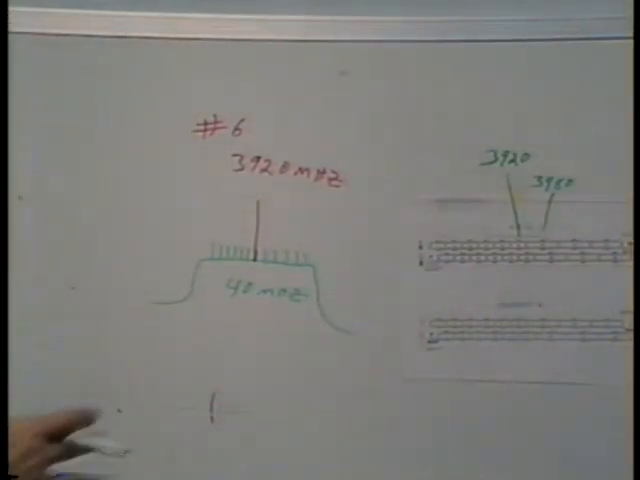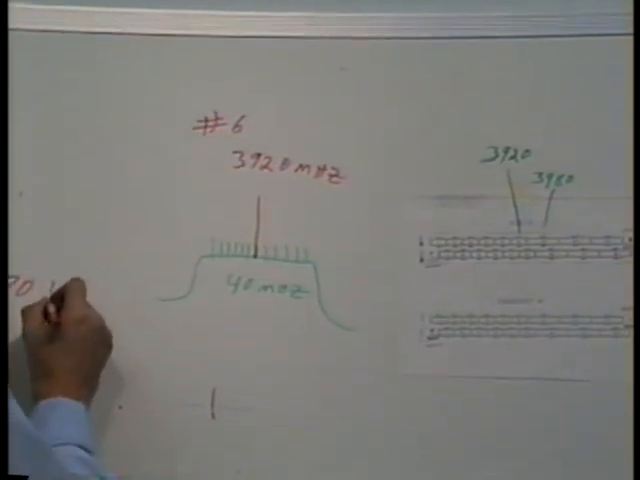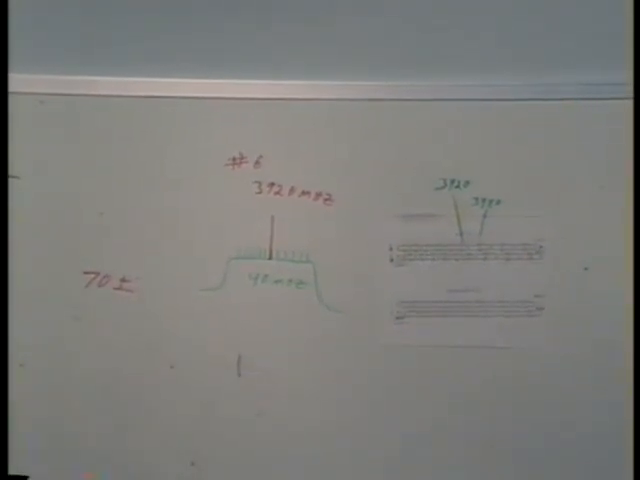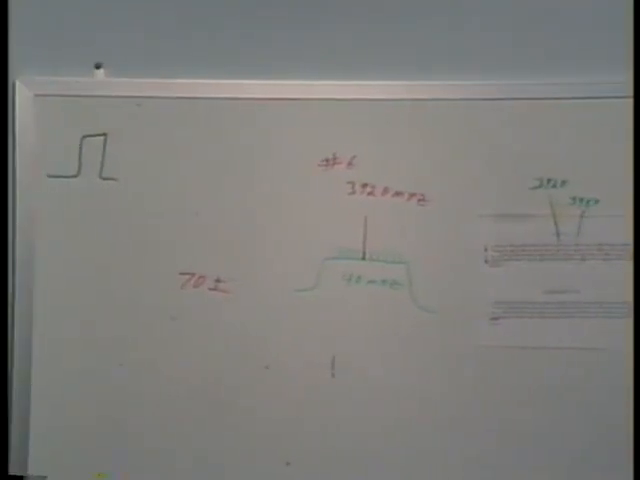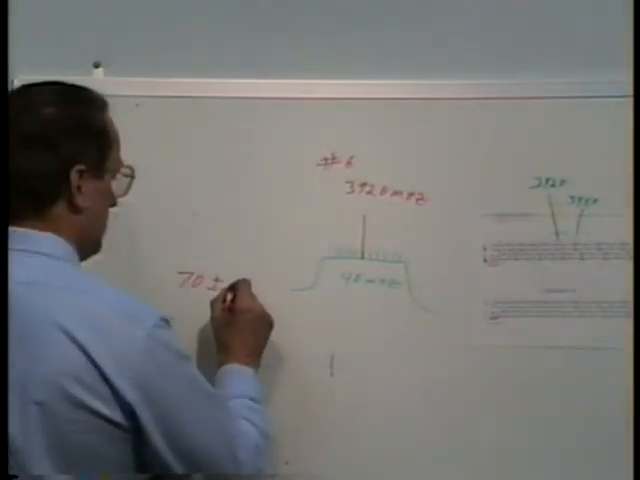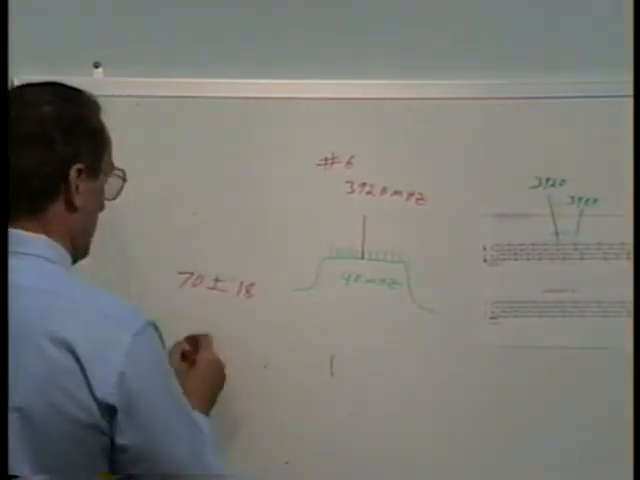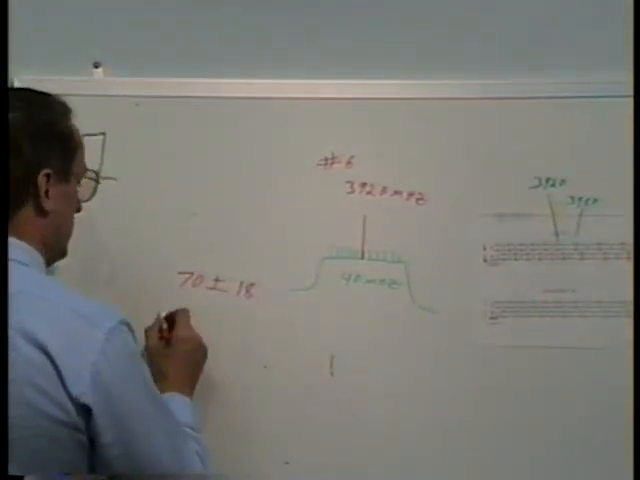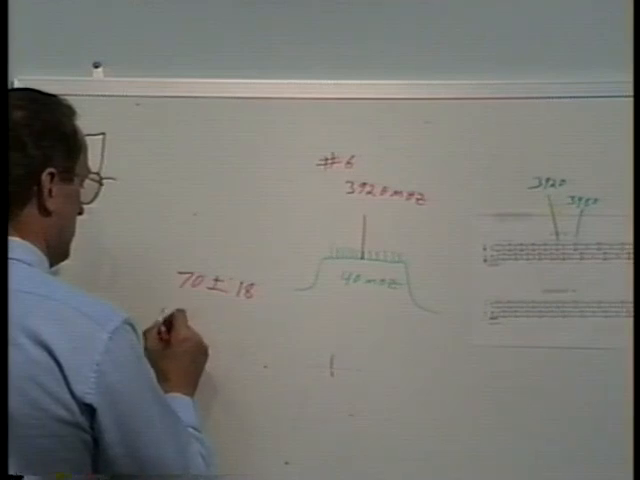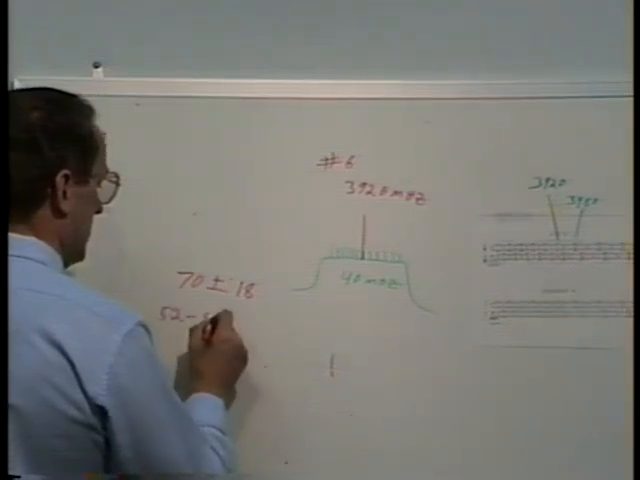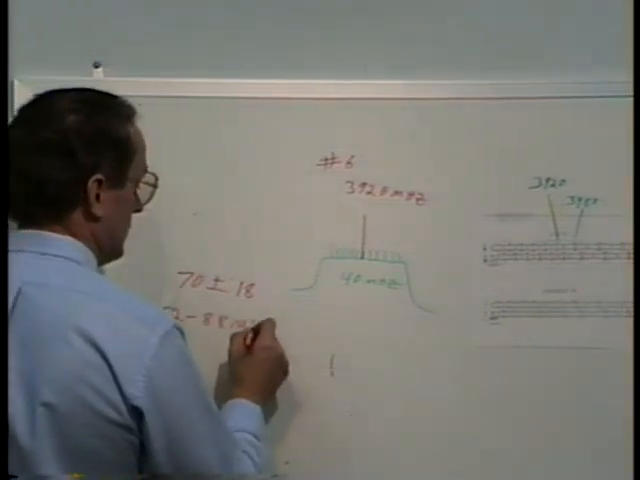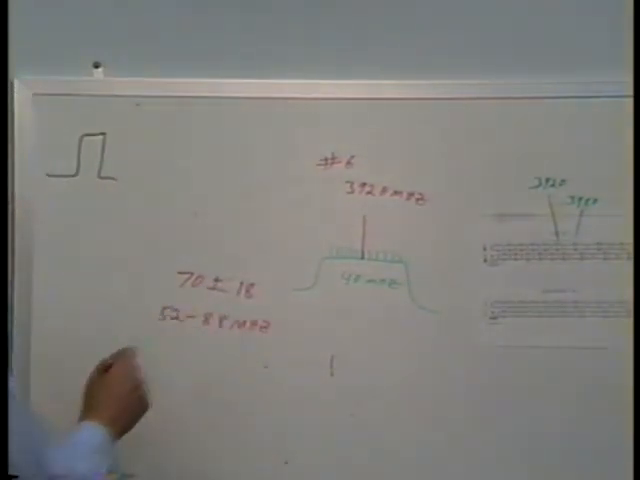Now, what is the IF range of our equipment, our modems? Plus or minus 18. To put that another way, that's 52 to 88 megahertz. These two statements are saying the same thing.